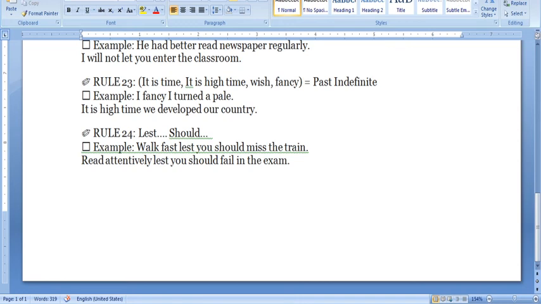It is time, it is high time. In this case, we will take past indefinite. If you find lest anywhere, we'll take should, and after should, base form of the verb will be used.